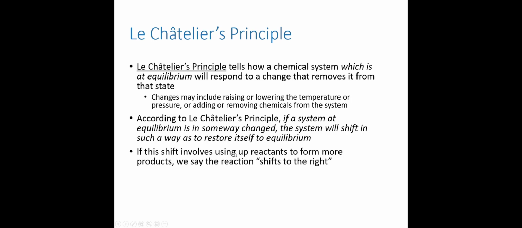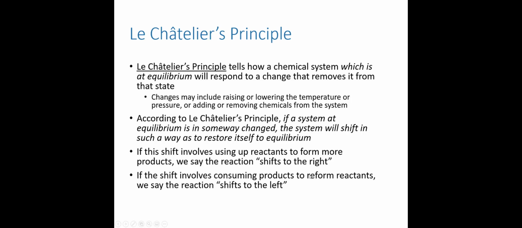So the important thing to get out of Le Châtelier's principle is this. If we are using up reactants to form more products, we say that our reaction is shifting to the right. And if we're going the other way, if we are consuming more products and forming more reactants, we are saying that the reaction is shifting to the left.